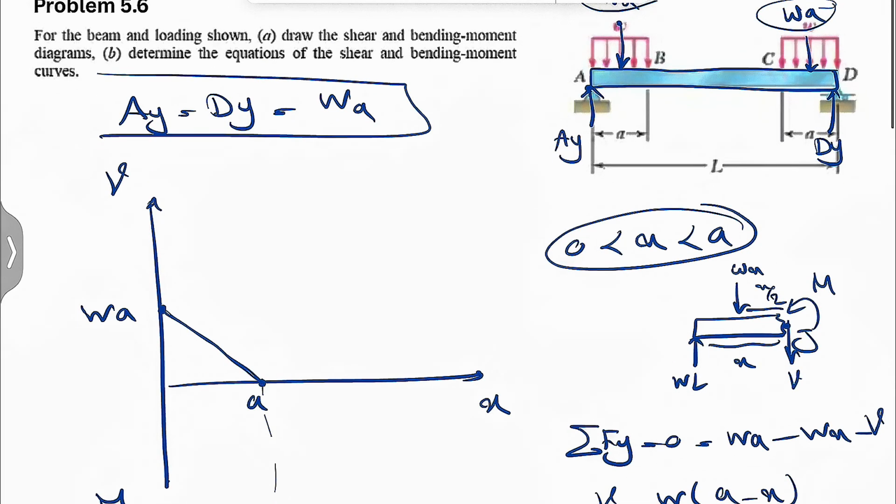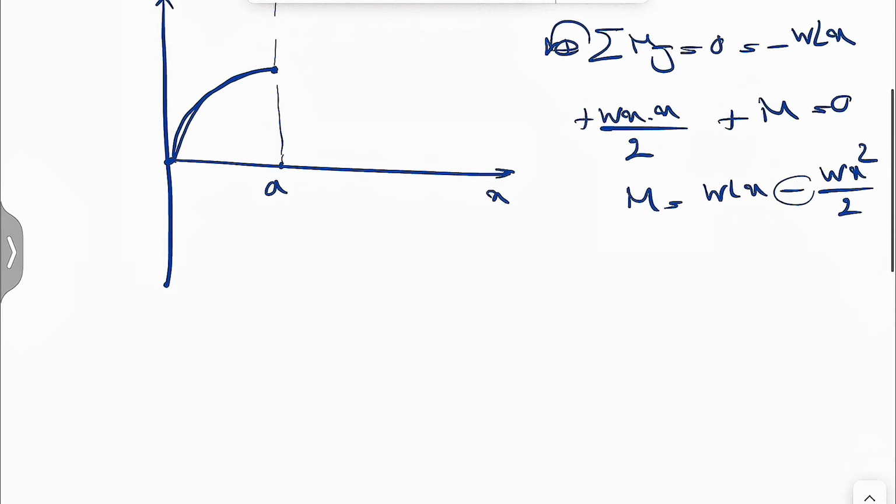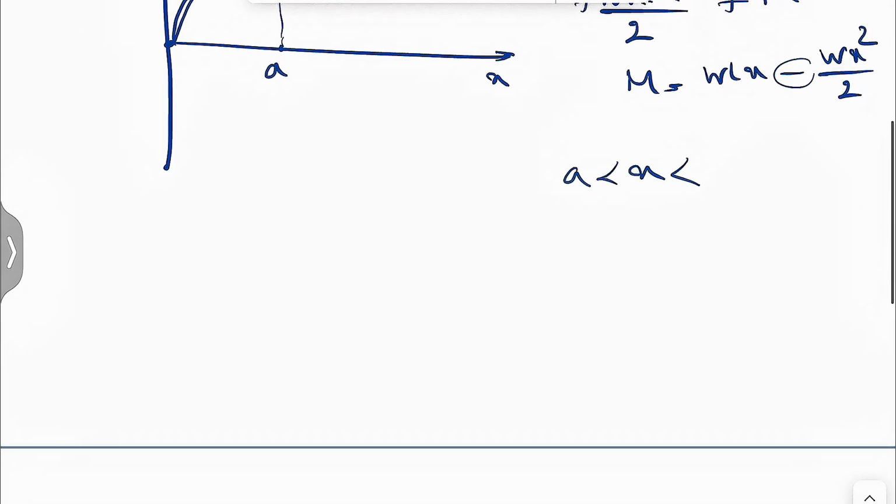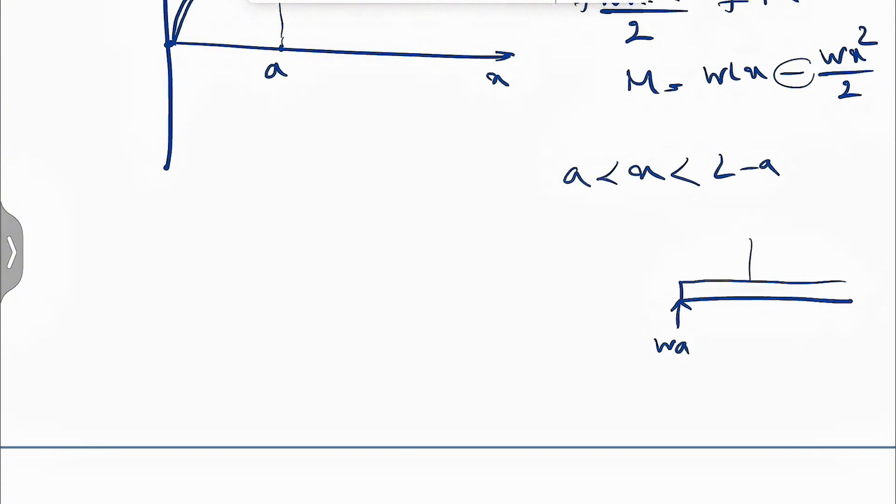Now we're going to move from A to C, so we're going to start at A, and our ending point would be right here at C, which is L minus A, so this distance is L minus A. Let's see what we have for our free body diagram. Again, we have WA in here. We have the distributed force, and that's pretty much it. So that's going to be our V and M, and we can replace this force with WA this time.